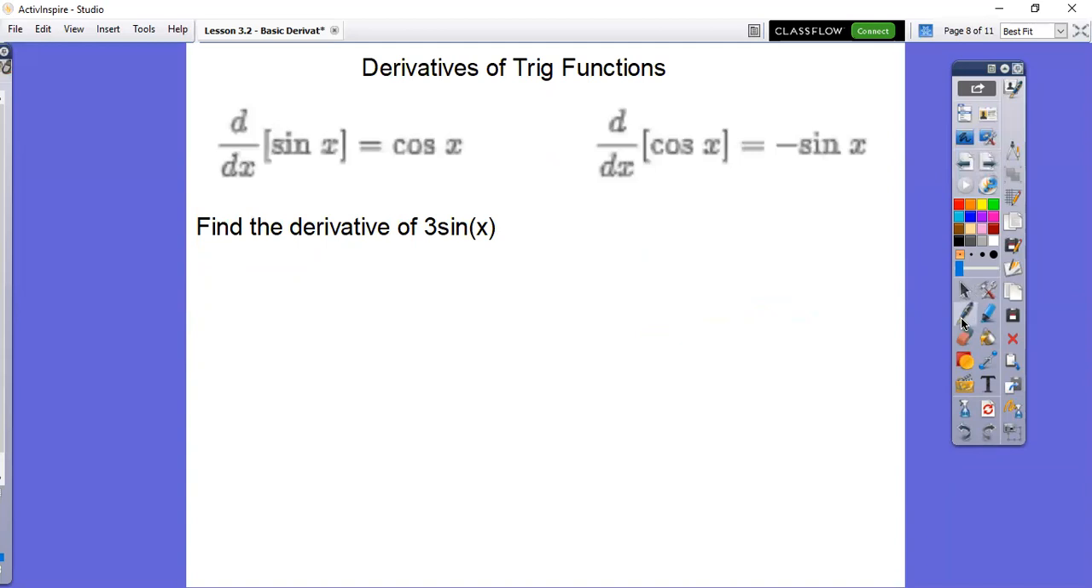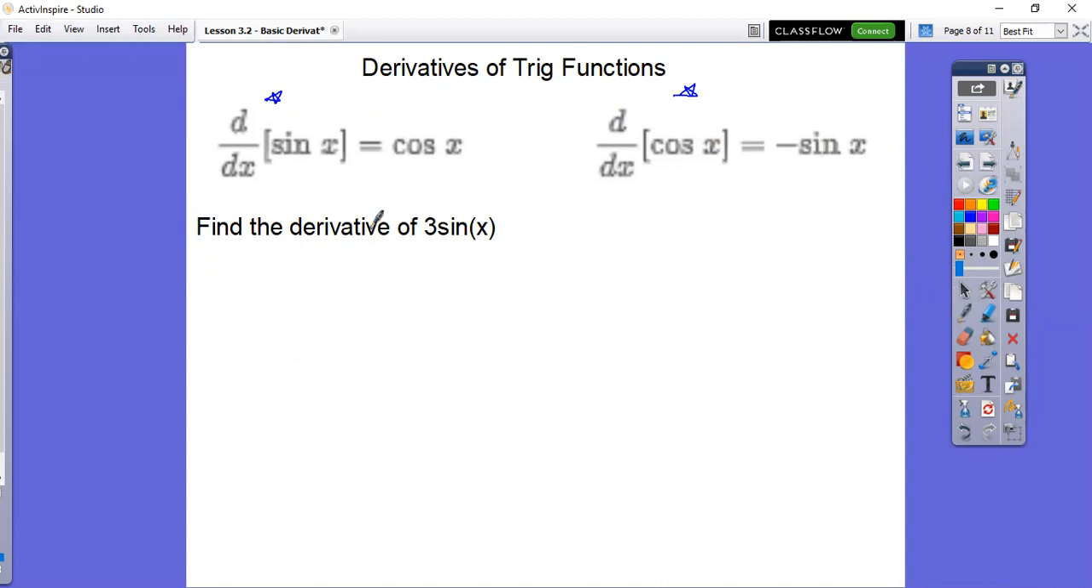All right. Next, we're going to talk about a few derivatives of trig functions, and these two are by far the two most important ones you need to know. So the derivative of sine is cosine, and the derivative of cosine is negative sine. So these two, commit them to memory. In class, we're going to use these two to find the derivatives of the other four trig functions. So tangent, secant, cosecant, and cotangent.